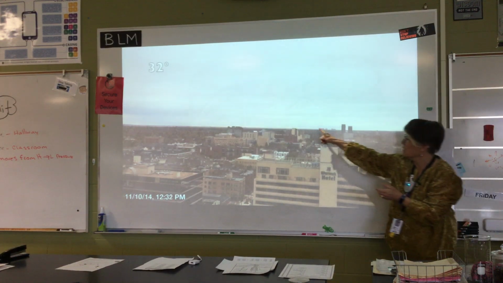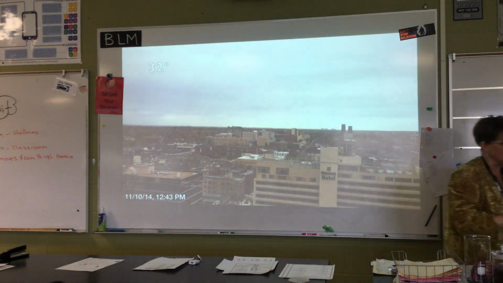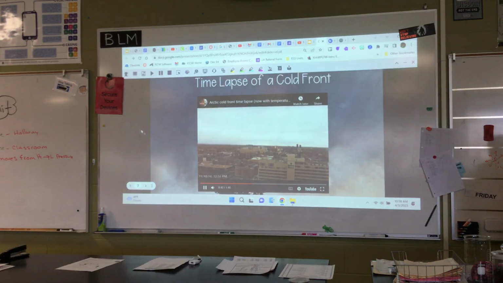It looks like we got some rain in the background. Okay, so that's what happens when you have a nice warm day and a cold front comes in.